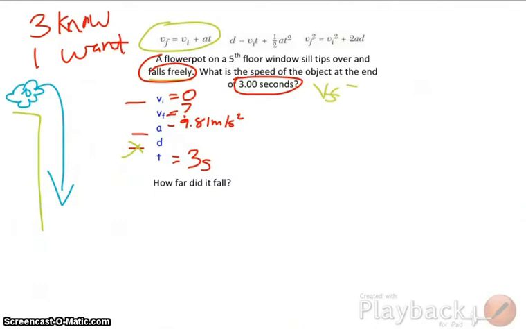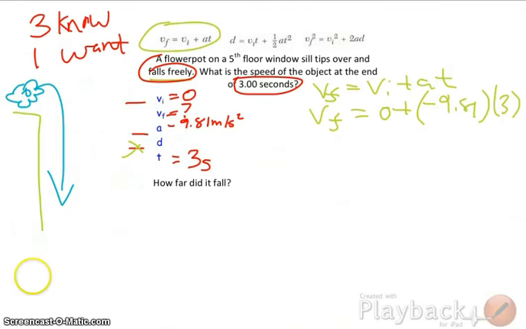VF equals VI plus AT. So VF equals 0 plus negative 9.81 times T, which is 3. And I get a VF equal to negative 29.43 meters per second.